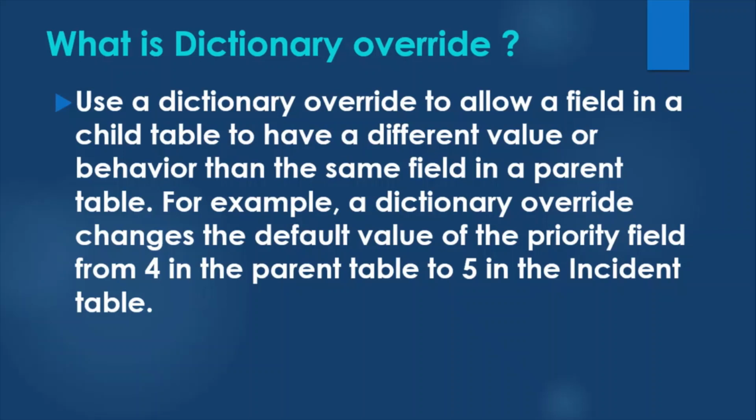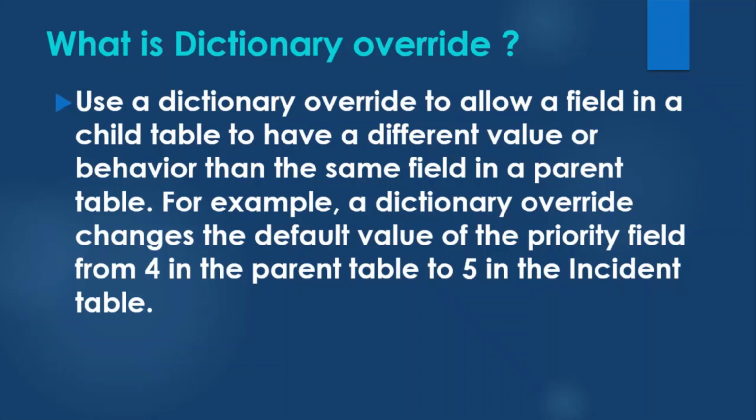Use a dictionary override to allow a field in a child table to have a different value or behavior than the same field in a parent table. For example, a dictionary override changes the default value of the priority field from 4 in the parent table to 5 in the incident table. So guys, the dictionary override feature allows us to change the configuration of inherited fields in an extended table.